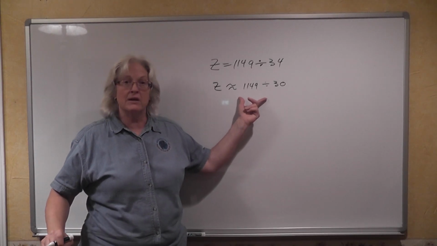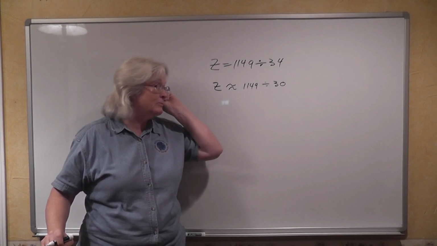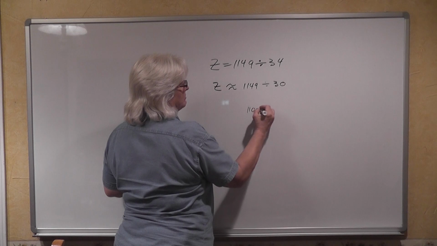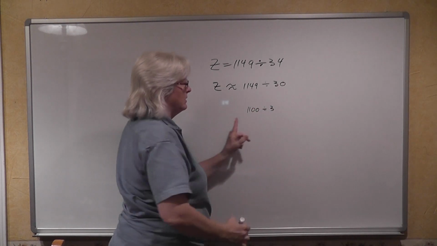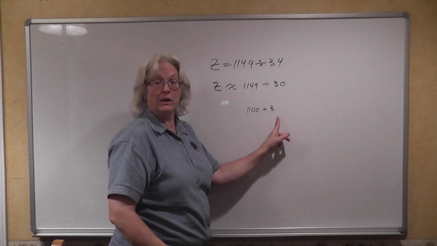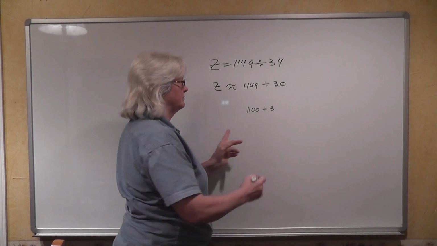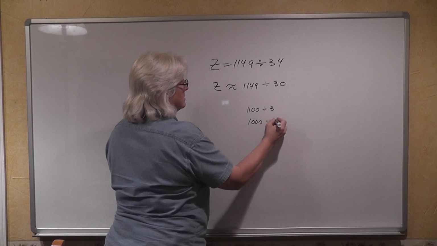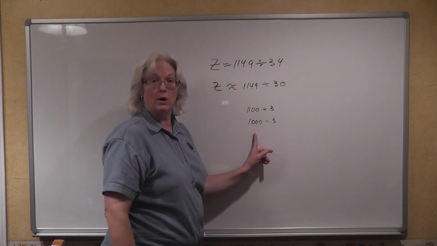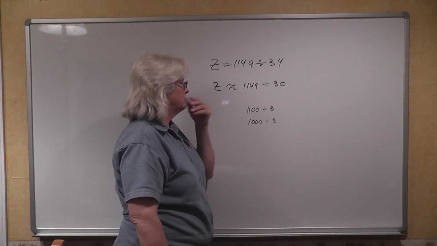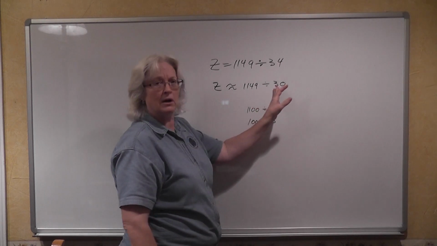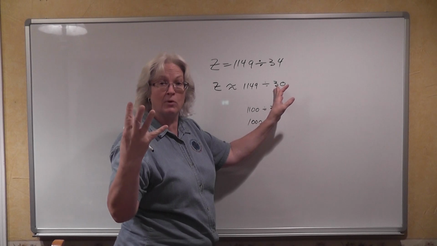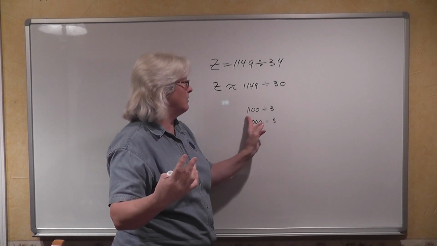How do we want to round this and stay close? Well, if we round it to 1,100 divided by 30, can you take 11 divided by 3 evenly? No. What about if we just round it to the nearest 1,000? Can you divide 1 by 3 evenly? No. Well, 3 times 1 is 3, 3 times 2 is 6, 3 times 3 is 9, 3 times 4 is 12.